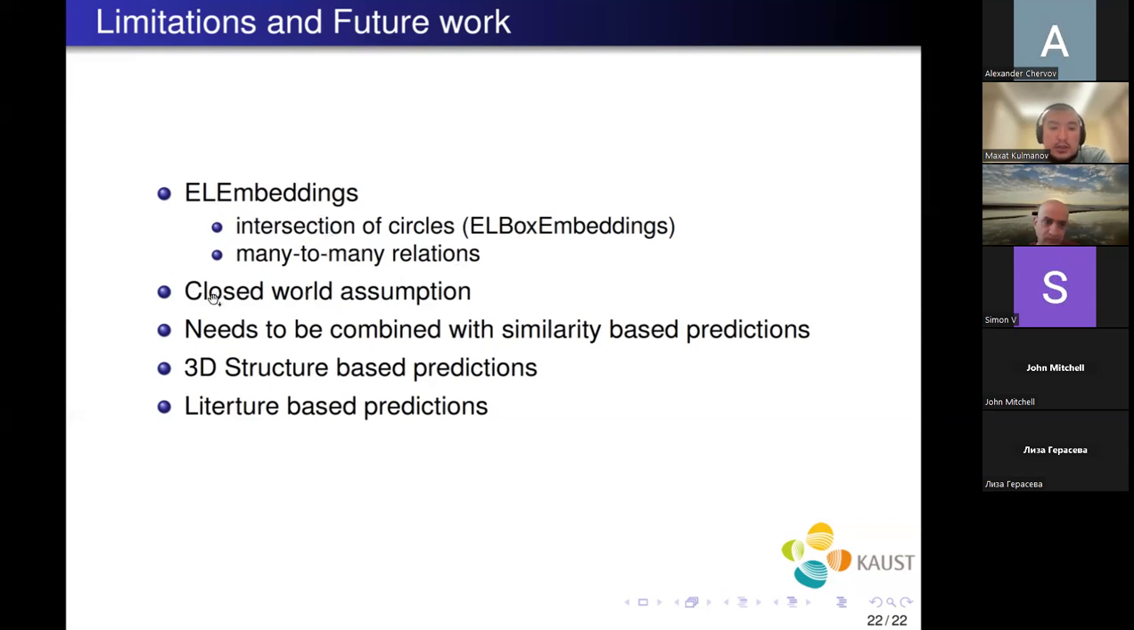In this DeepGO-SE, we still use the closed world assumption. So all the unannotated proteins, we consider them as negatives. However, in ontologies, that's not true. If it's not annotated, it doesn't mean it's negative. It might just not be there yet, and in future releases and future annotations, it will appear, right?